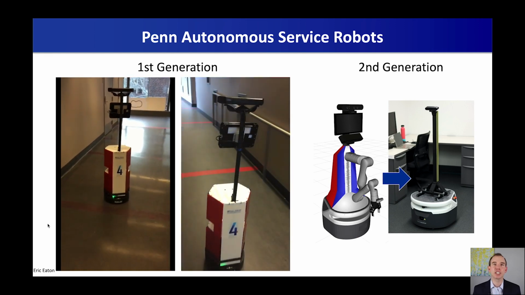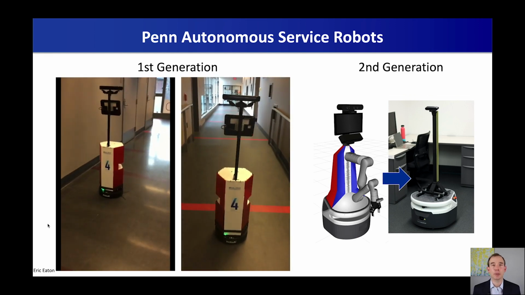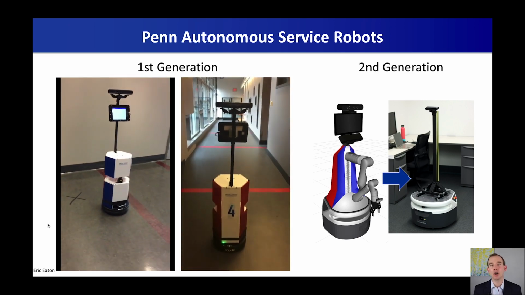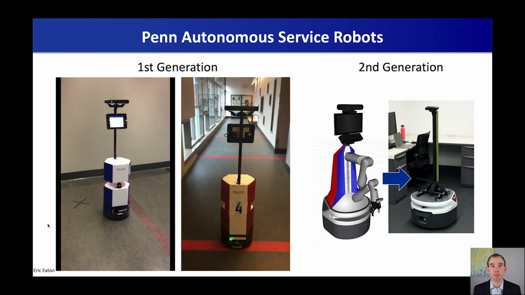On the right, you can see our second generation of our robots, which are far more sophisticated. They have a much more robust base, enabling us to deploy them for much longer periods of time, and they also include an arm allowing us to do manipulation.